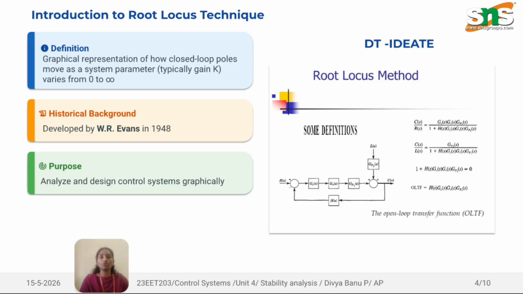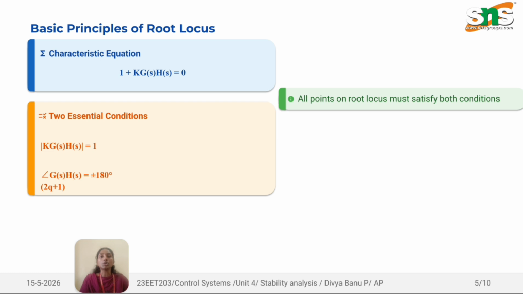So coming to the introduction to the root locus technique. First, it is a graphical representation of how the closed loop poles move as a system parameter varies from 0 to infinity, which can be visually seen using this root locus graph. Its historical background: it was developed by W.R. Evans in 1948, and the purpose was to analyze and design control systems graphically. Before this, we were discussing the theoretical and analytical part, whereas here it can be analyzed and designed using a graphical method. The basic principle of root locus is that we will have a characteristic equation again.